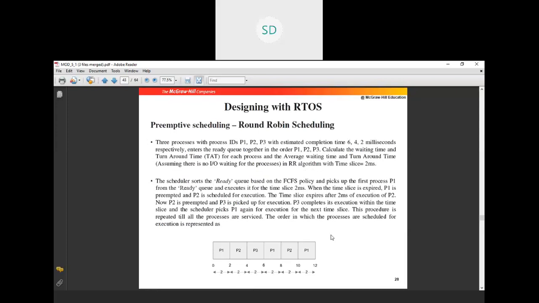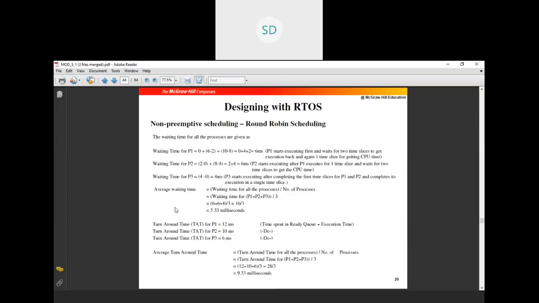Turnaround time is nothing but the waiting time, the time spent in the ready queue, plus the execution time. So just add: for P1, execution time is 6 and waiting time is also 6, so 6 plus 6 is 12. For P2, execution time is 4 and waiting time is 6, so 6 plus 4 is 10. For P3, execution time is 2 and waiting time is 4, so 2 plus 4 is 6. Calculate the average. This is about round robin scheduling.